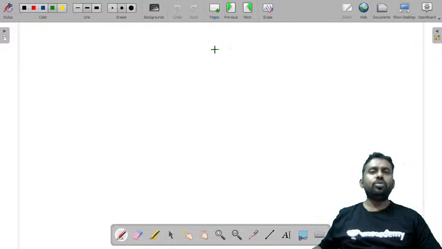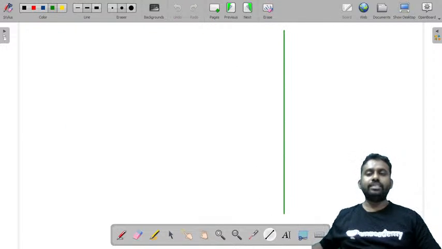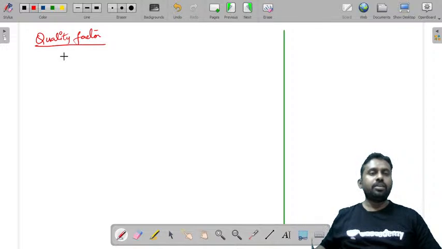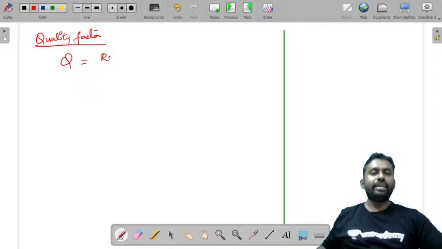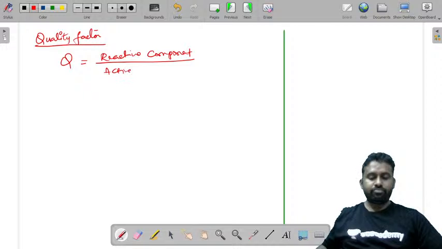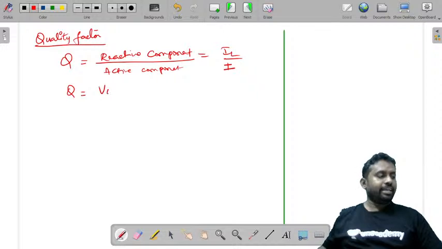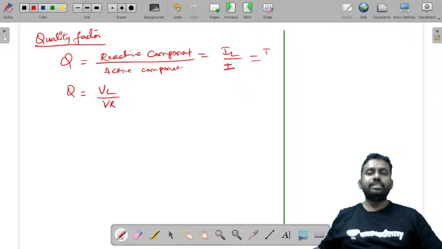Now let us also look at what is quality factor in terms of voltages. You can also write quality factor Q as the reactive component by the active component. Reactive component to the active component is IL by I or IR, or it's also equal to VL by VR, or you can also write it as IC by IR.